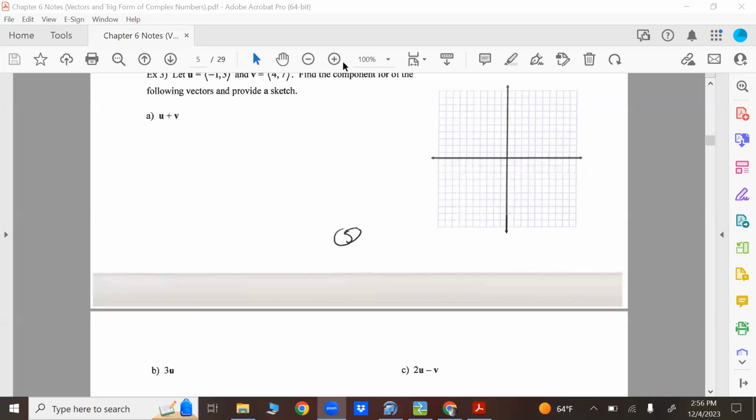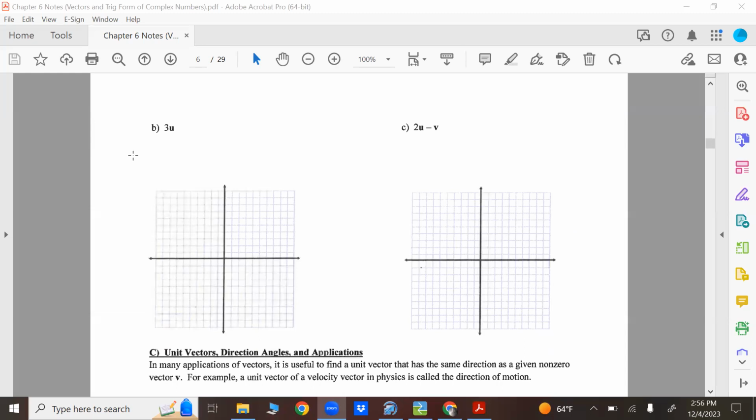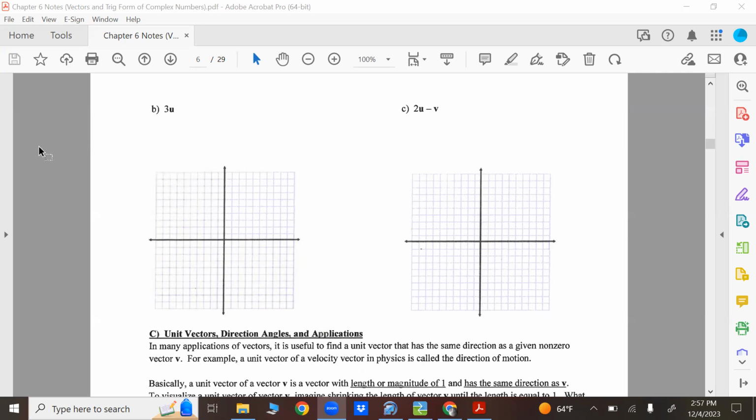All right. So let's look at B. You got 3U. And look at my pacing too. Maybe we can get. We'll see. We'll see. Maybe we can get this done before 3:15. It's a lot. I know it's a lot, guys. Thank you for your patience.